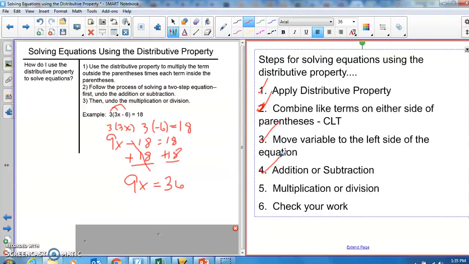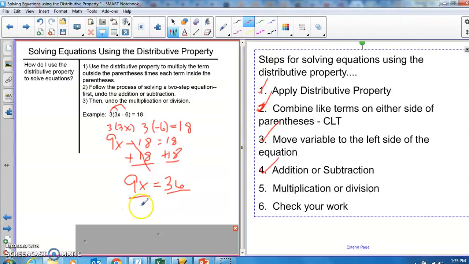So now I'm going to work through to see if I have any multiplication or division. I have 9x equals 36. 9x means multiplication, so the inverse of multiplication is division. So I'm going to divide each side by 9. The 2 9s cancel out, so that leaves the x. 36 divided by 9 is 4. So my answer for x is 4.